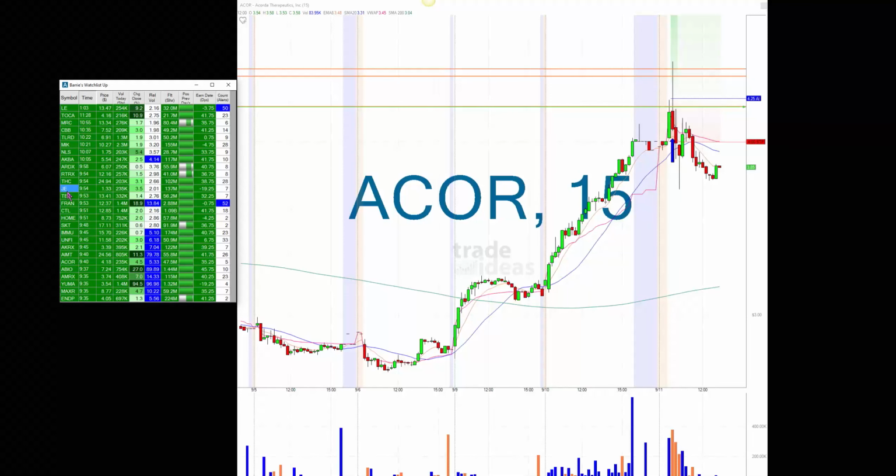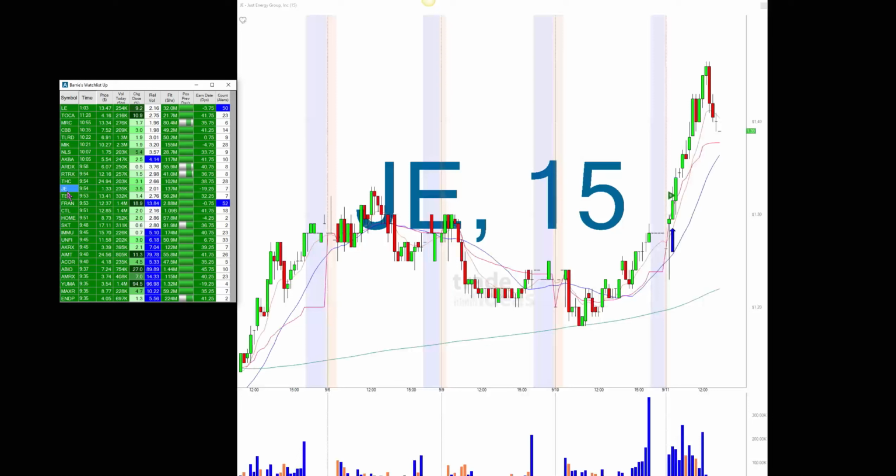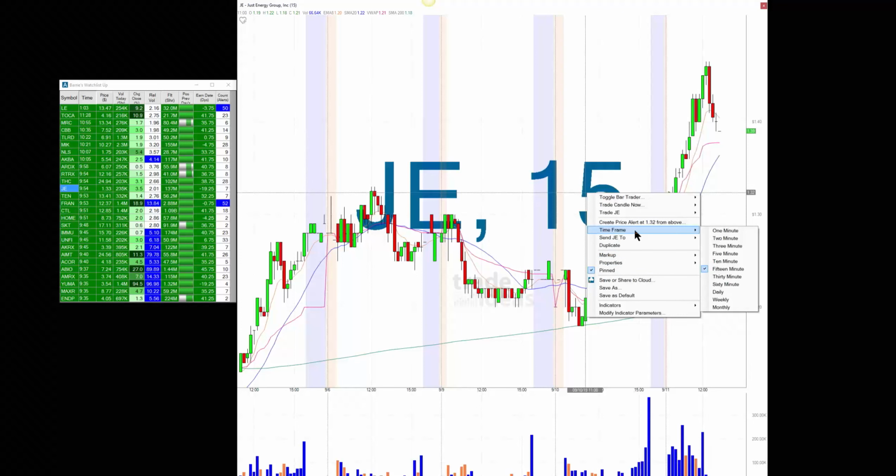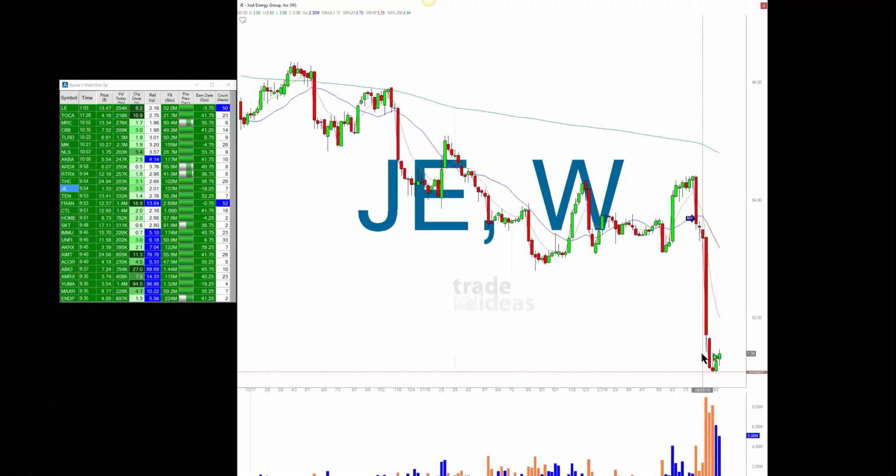This is one that I was talking about, this JE. Yeah, it's pulling back now. It's been on my watch list forever. Why? Take a look at it on the weekly chart. You're going to see the potential that this thing has. The only thing going against it is that it's a big float for a $1 stock. It's 137 million in the float, so it takes a lot to move it.